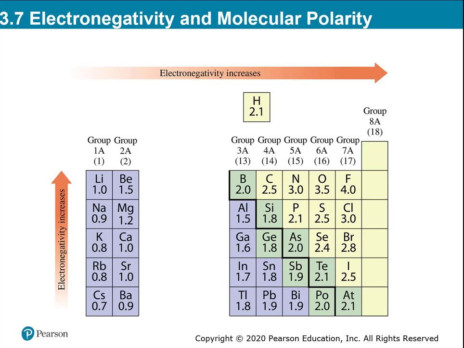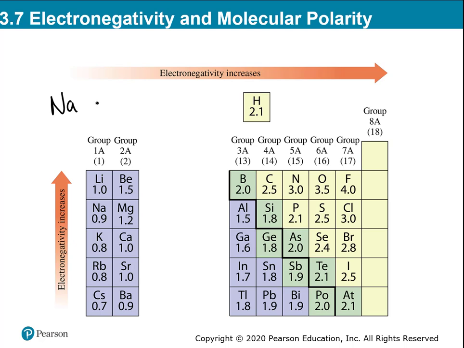So as we go up and as we go to the right, the attraction of an atom for its electrons increases. I was telling them in lab, if you think of sodium, which has an electronegativity of only 0.9, you know that it has 1 electron in its outer shell because it's in group 1.